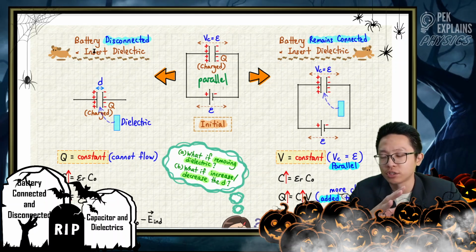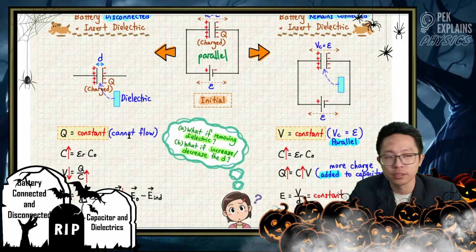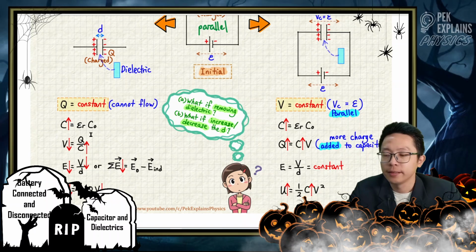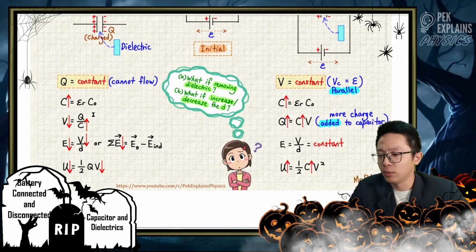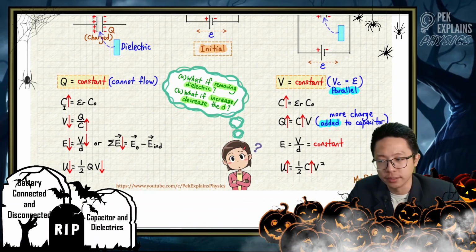So no more extra charge can come from the battery to be stored in the capacitor anymore. So the charge in the capacitor is always constant once you disconnect from the battery. So what happened to the capacitance?